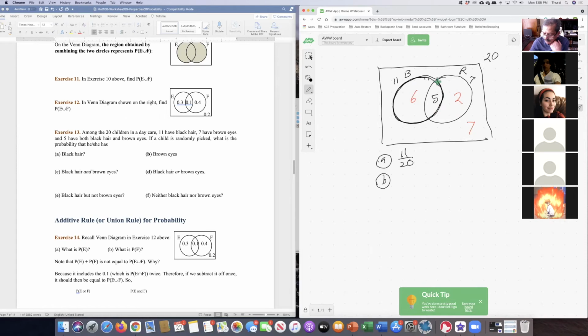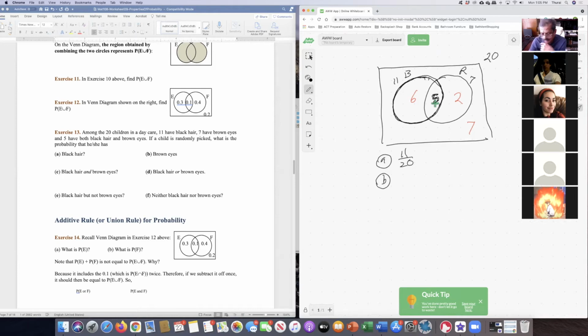Yeah, but it's only asking that has black hair. Yeah, these 5 have black hair, don't they? Okay. Wouldn't that be including the brown eyes though, the 5? Yeah, but they do have black hair. The question is, what is the probability that the child has black hair? All these 11 children have black hair. Okay. All right. It doesn't say what is the probability the child has black hair but not brown eyes, right? Only then it'll be 6.